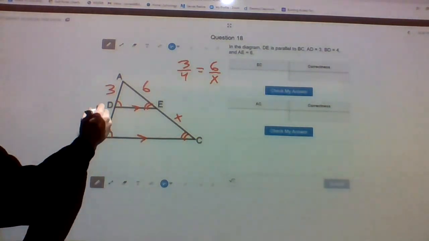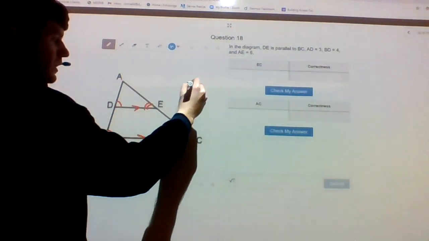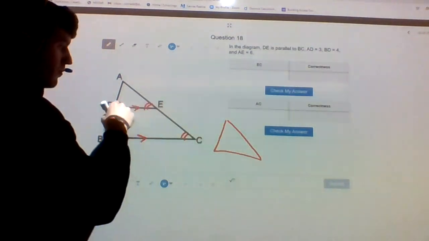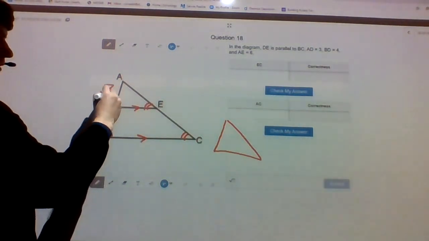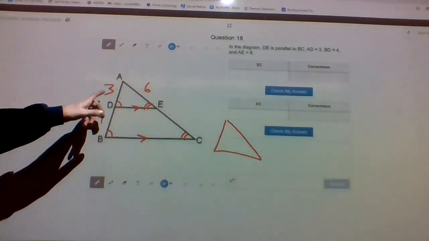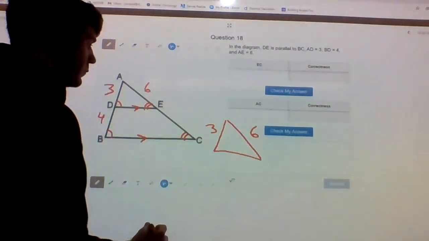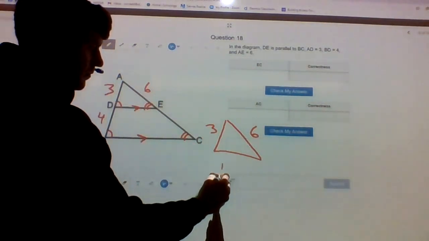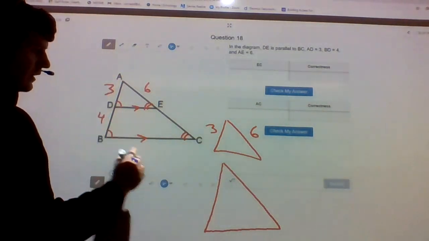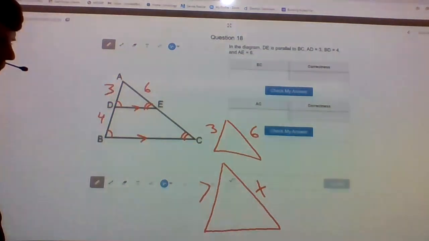Okay, but I want to look at the similar triangles. So that works, but I'm going to look at the similar triangles here. So you have the small one, and the small one here is going to be 3 and 6. And then if we look at the big one, we have 7, and we can put x here for the whole thing.